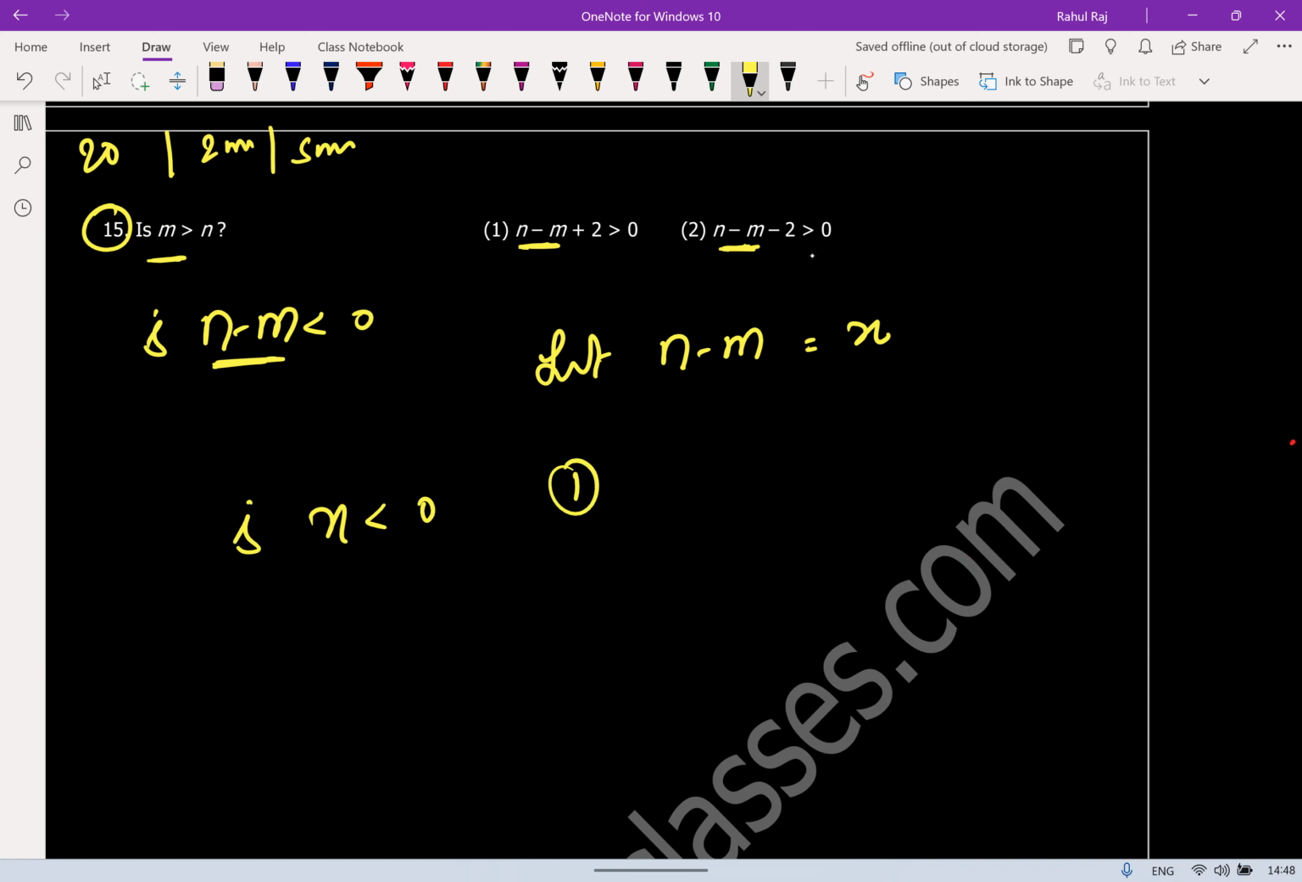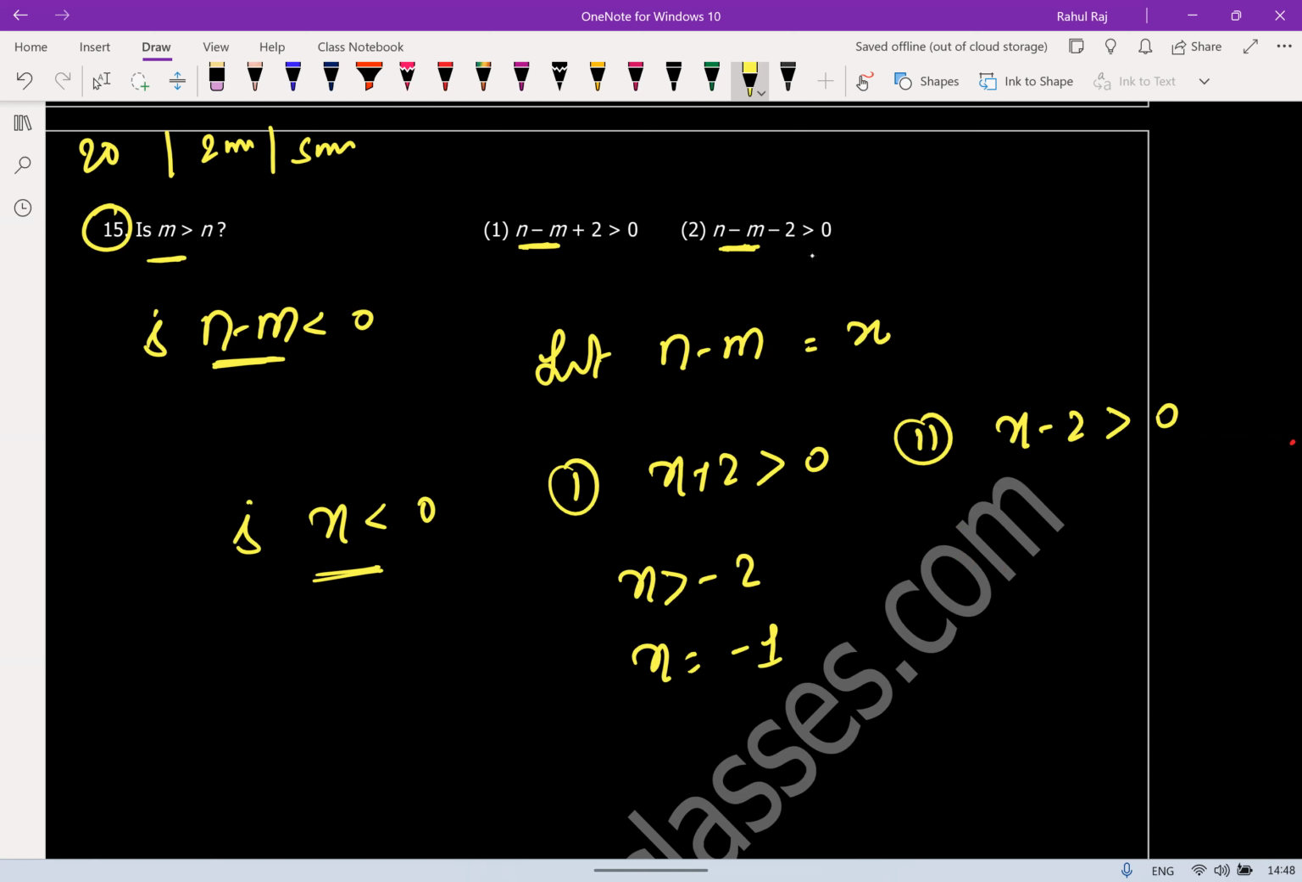Option number 1 becomes X plus 2 greater than 0. Option number 2 becomes X minus 2 greater than 0. That's it. Now, my question is: is X less than 0? Option number 1 says X plus 2 is greater than 0. That means X is greater than minus 2. And if X is greater than minus 2, it can be negative 1, it can be 3, 4, 5, whatever. When it is negative 1, it's a yes that X is less than 0. When it is 3, 4, 5, it's a no, X is not less than 0. So this is not sufficient for sure.